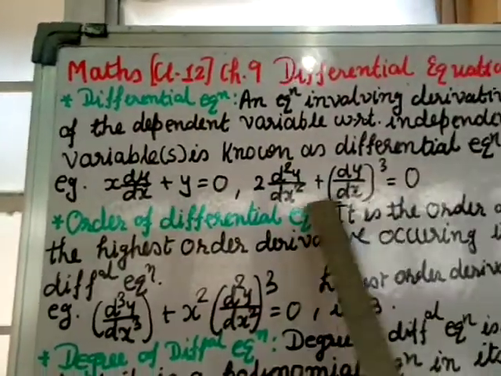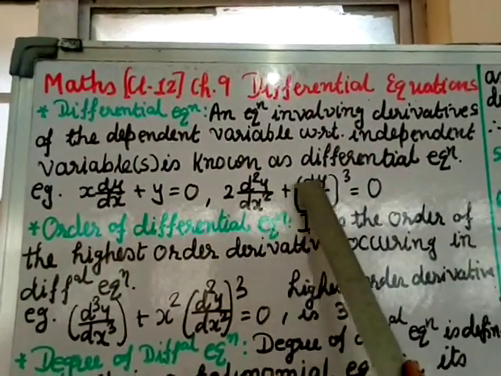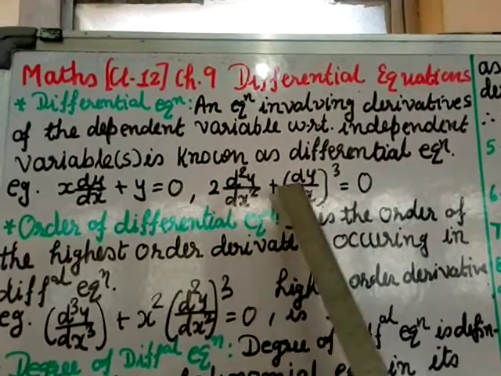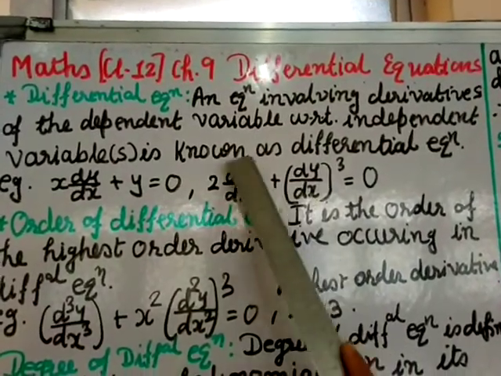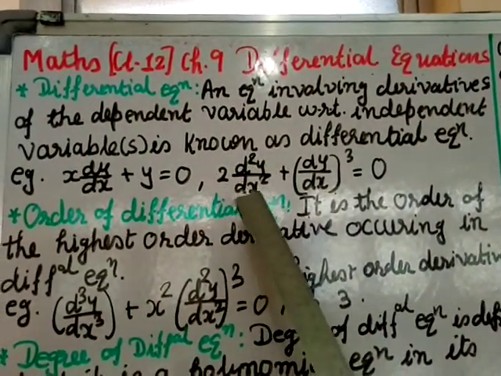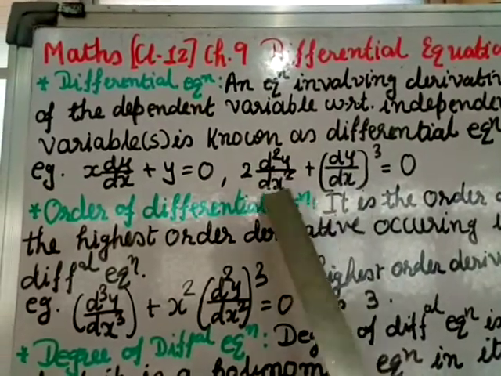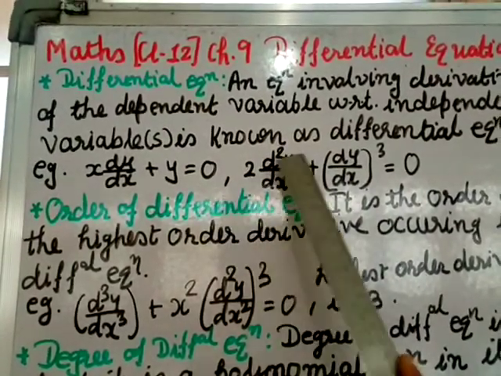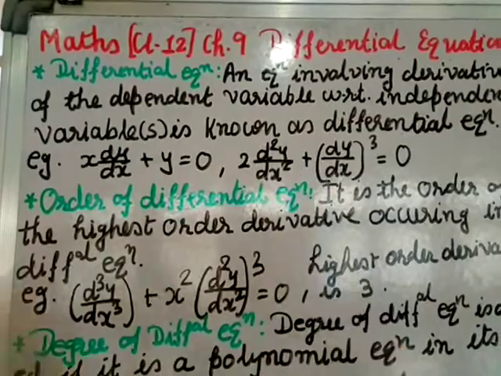Look at this equation here, 2 d square y by dx square plus (dy by dx) whole cube equal to 0. Here this is differentiated only once, and this is differentiated 2 times, d square y by dx square. So the highest order of derivative is second. Okay, so the order of this differential equation is 2.